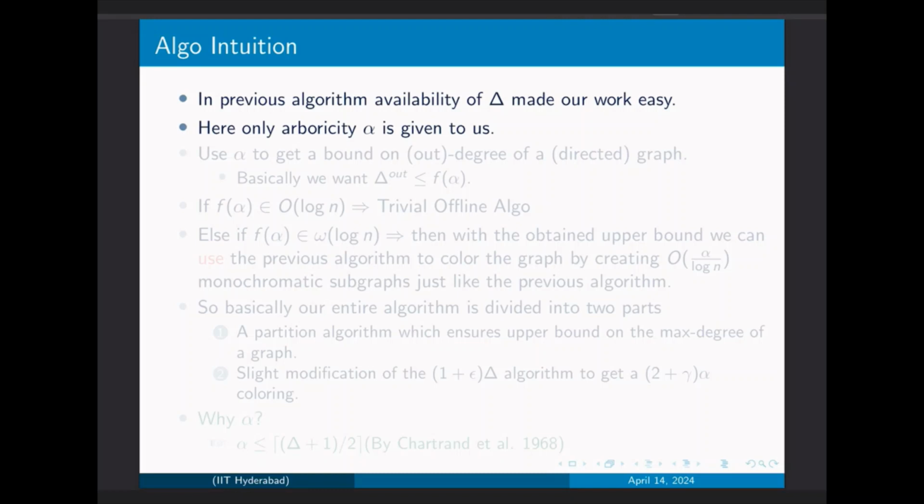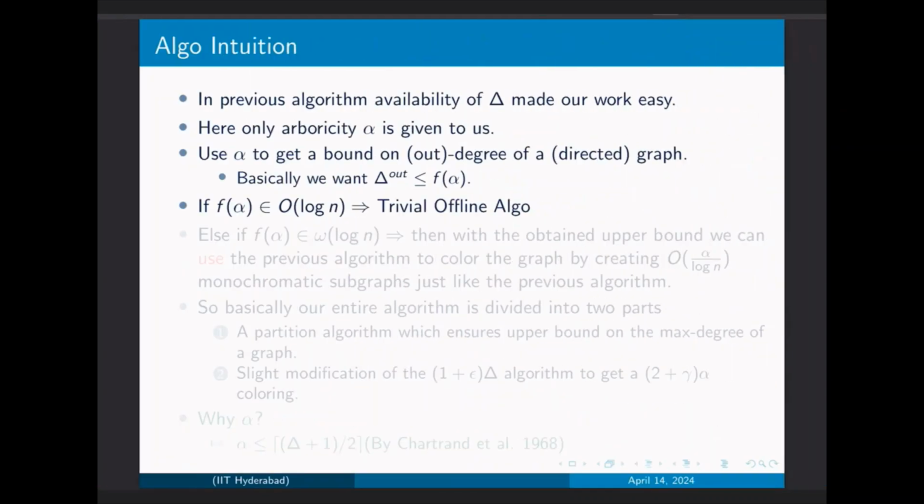But here we don't have delta available to us. We are only given the arboricity alpha. So what should be the idea? The idea is we need to use alpha to get a bound on the out degree of the graph. Here I'm talking about out degree because we are not explicitly working on directed graphs or creating directed graphs. We will be working on undirected graphs only, but we will be following some procedures which will implicitly give an orientation to the edges of the graph, which will make sure that the implicit out degree of the graph is bounded by some function of alpha.